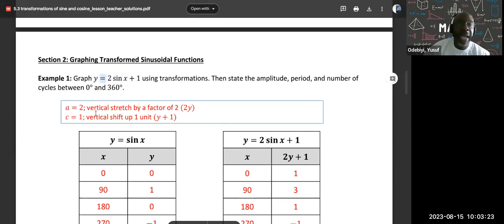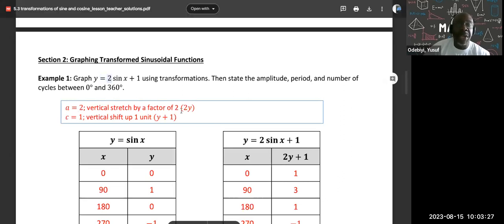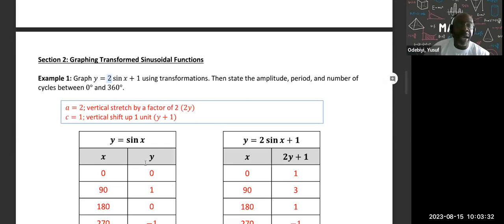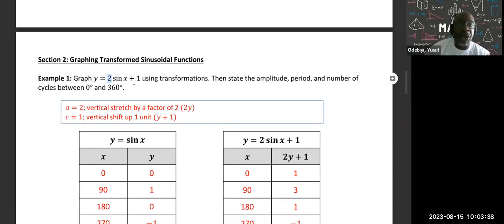We know that A will stretch it in the y, so it's stretching by a factor of 2. Any y value for my parent function, I have to multiply by 2 to get over to here. And then there's also a vertical shift of +1. So my Y is multiplying by 2 and adding 1.